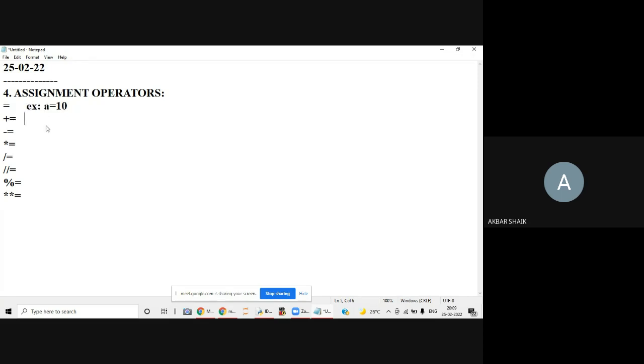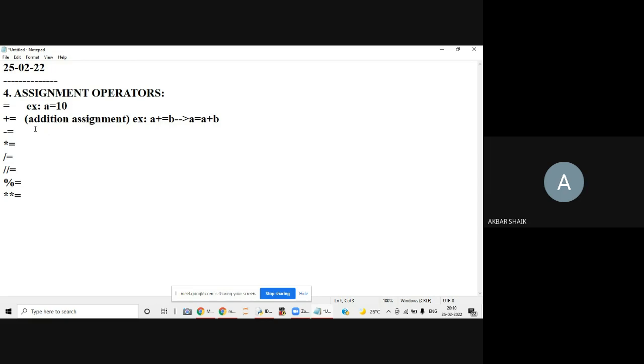Next, what about plus equals to? Plus equals to is also known as addition assignment. What is meant by addition assignment? For example, a plus equals to b. This is known as addition assignment. What this will do is add, then assign. So the meaning of this is a equals to a plus b. First it will add, then it will assign.